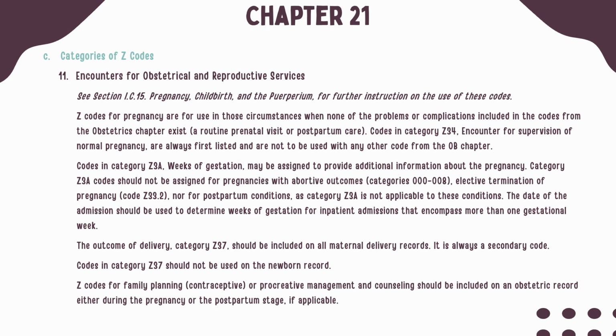The date of the admission should be used to determine the weeks of gestation for inpatient admissions that encompass more than one gestational week. Category Z37 for the outcome of delivery should be included on all maternal delivery records, and that should always be a secondary code. Codes from category Z37 should never be assigned on the newborn record. Z codes for family planning or procreative management and counseling should be included on an obstetric record, either during the pregnancy or the postpartum stage.